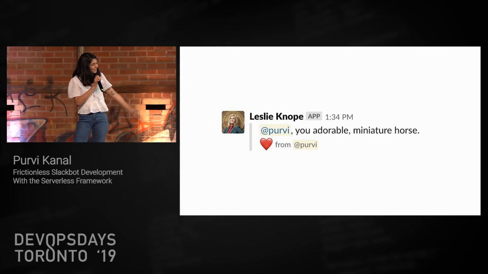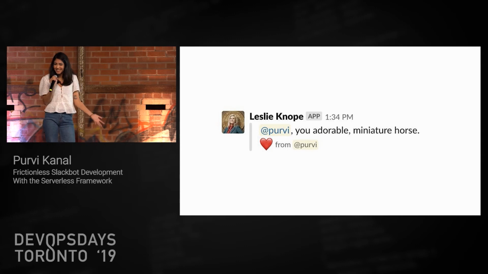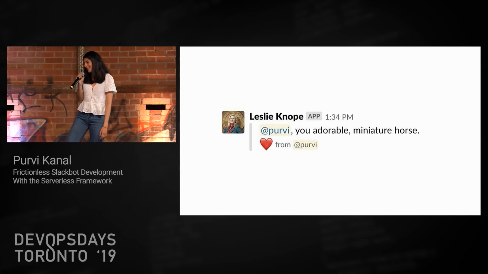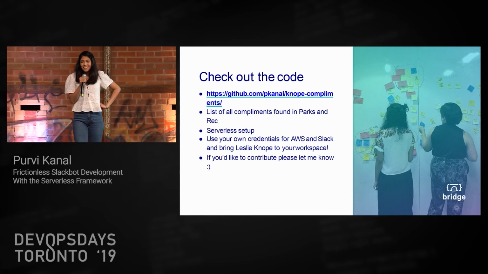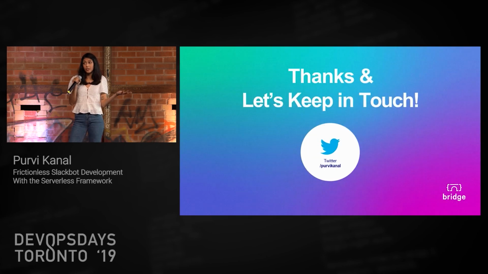And now you can compliment yourself like I did, or your friends, or build something useful. It was really fun, and I released it just in time for Valentine's Day, which is great. So you can check out the code. I know this is a really fast talk. It's on my GitHub. I can tweet it out right after the talk as well. It has a list of all the compliments that are found in the show, which is fun. And it has a whole serverless setup, and you can use your own credentials.